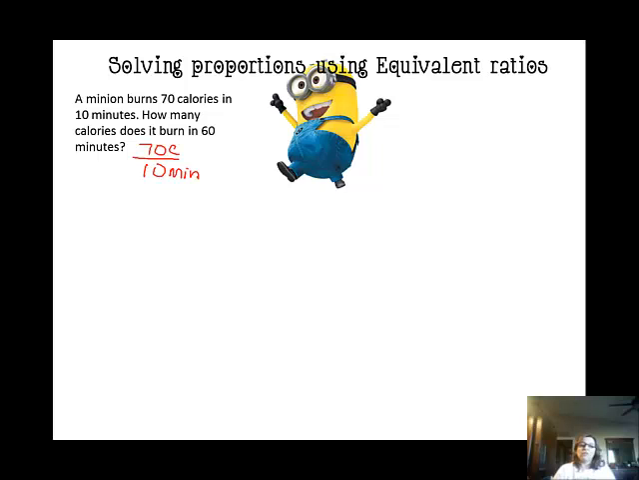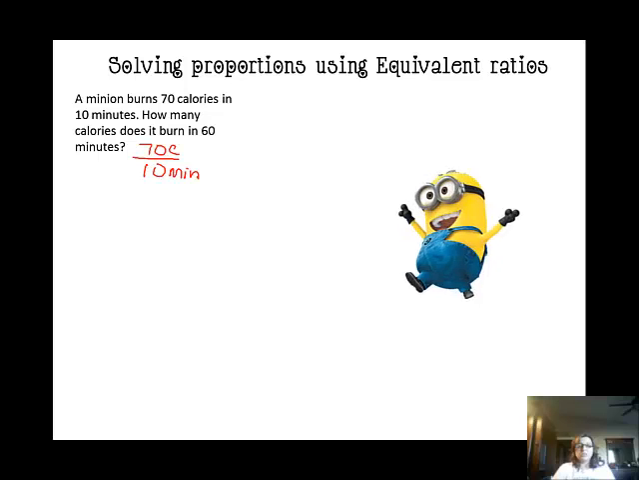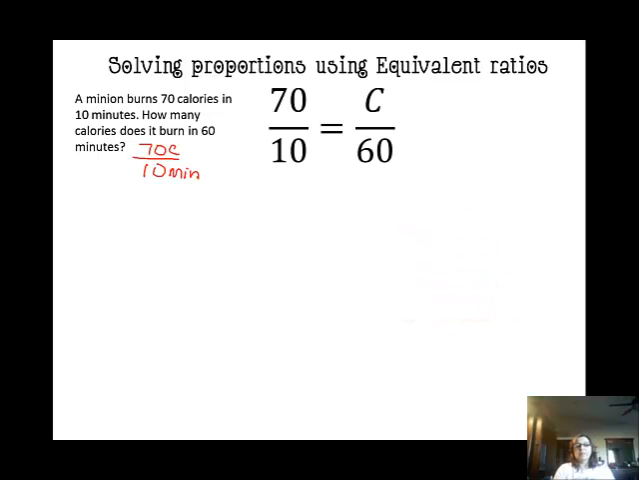How many for 60 minutes? So here's how our proportion would look when we set it up and wrote the equation: 70 over 10 is to C over 60. So how do we solve for C?